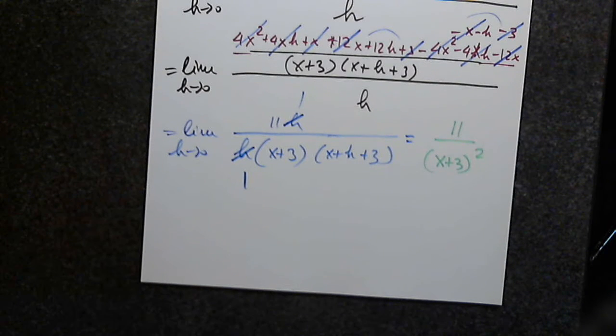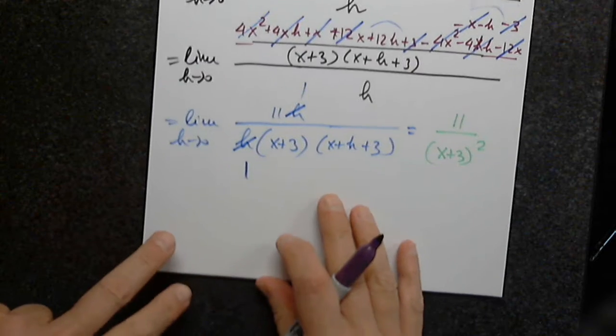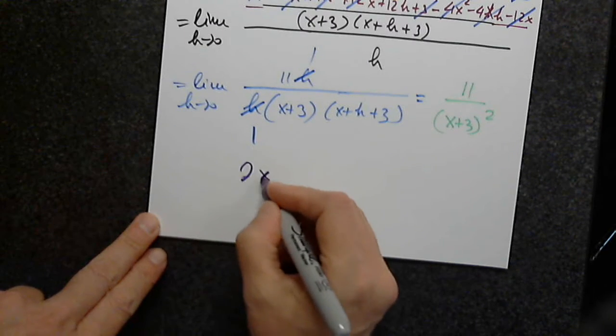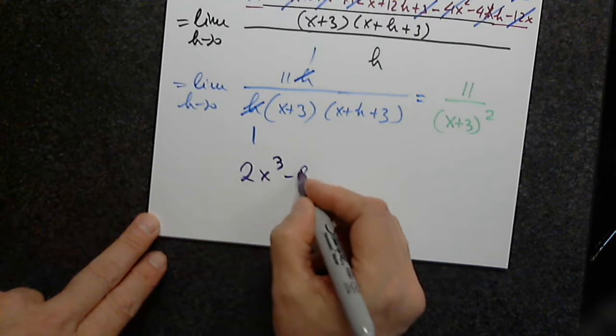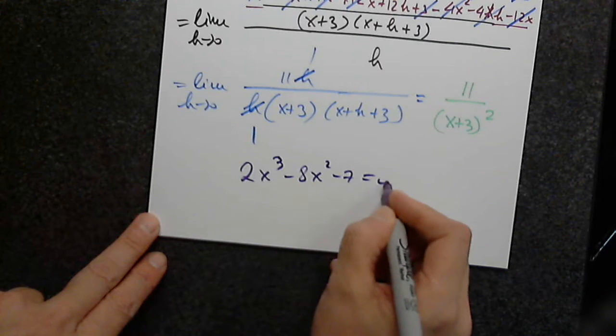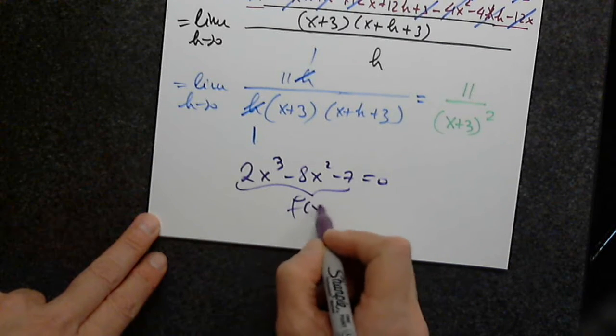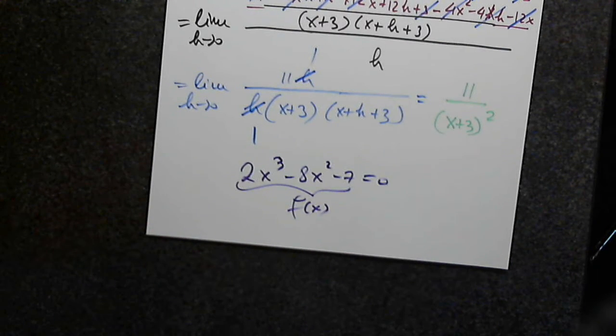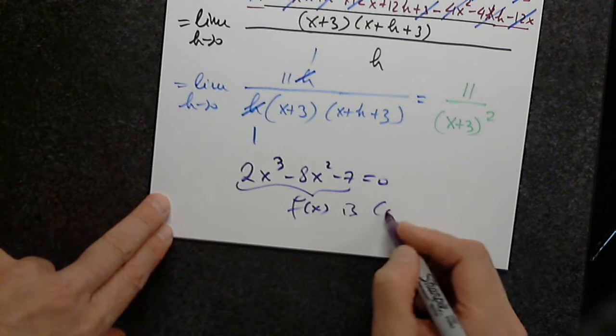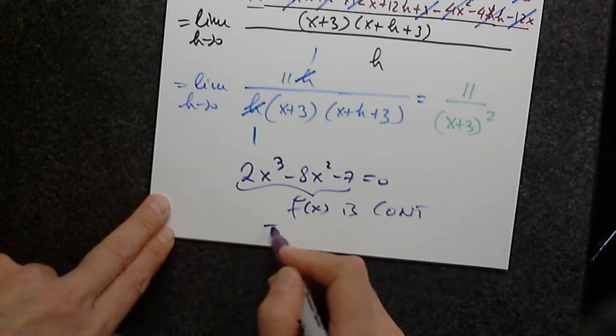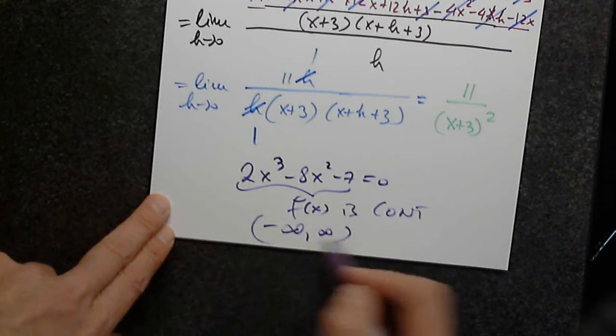4 to 6. I'm sorry? 4 to 6. A 6, you said? 4, 3, 4, 5, 6. Yes. Use the intermediate value theorem to show, okay. So we have 2x cubed minus 8x squared minus 7 equals 0. So I denote this by function f of x. And I know it is continuous everywhere from negative infinity to infinity.